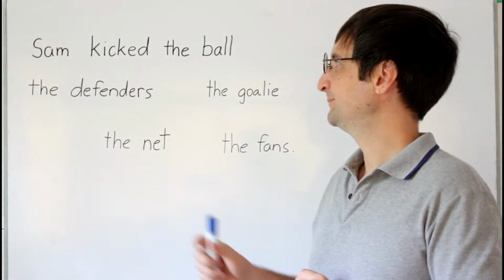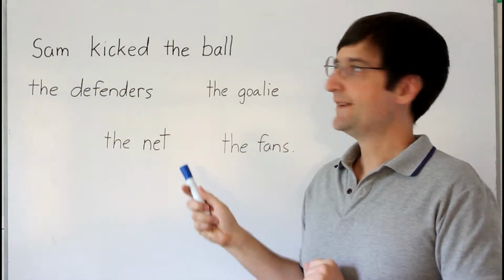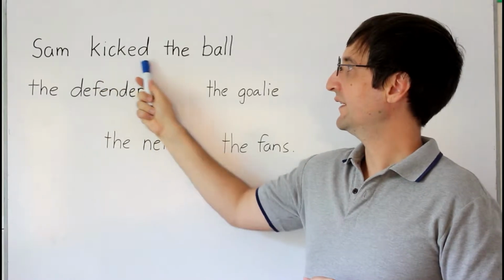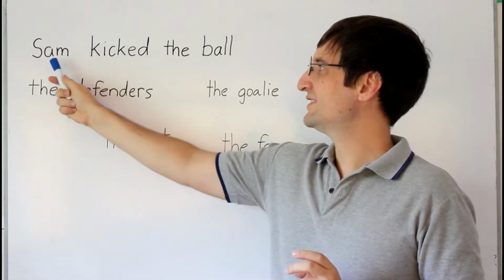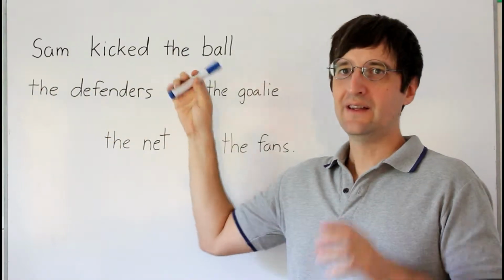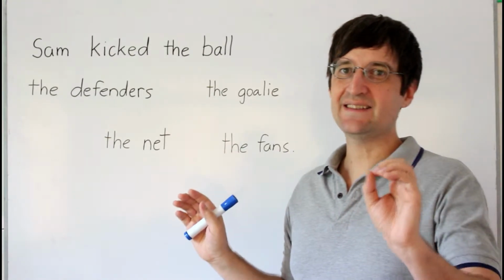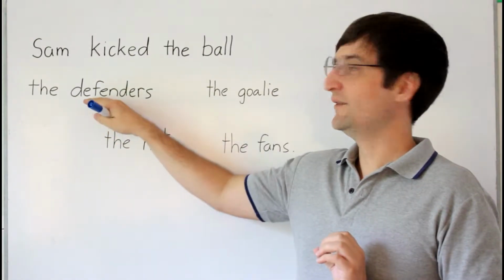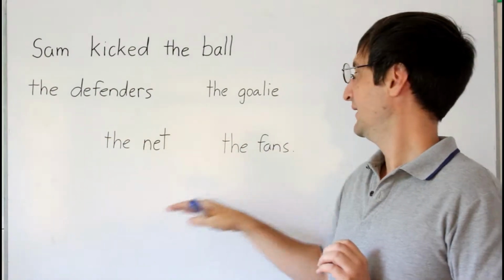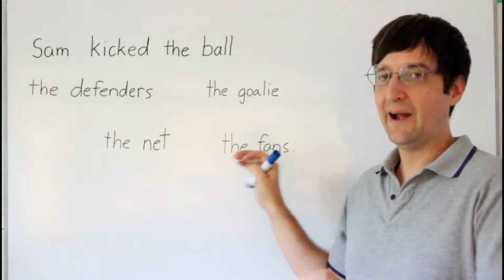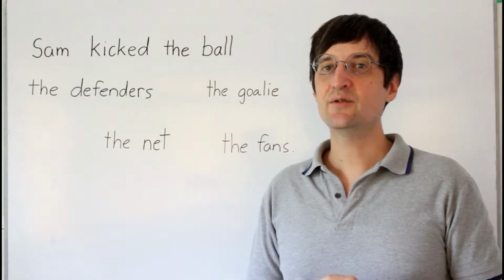Let's look at this. Sam kicked the ball. Here we have this verb, kicked, and the verb is helping to hold Sam and the ball in the sentence. But now I want to add in these other nouns: the defenders, the goalie, the net, the fans. I want to add those into the sentence. Now I need to use some prepositions.